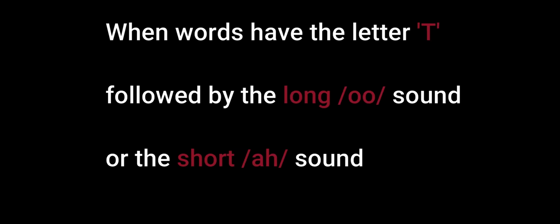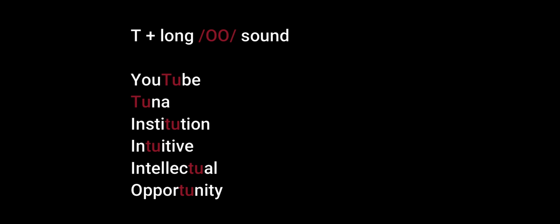When words have the letter T followed by the oo sound or the short schwa sound. Okay, so T followed by oo: YouTube, tuna, the fish, tuna, institution, intuitive, intellectual, and opportunity. When we have the T followed by the schwa sound: unfortunate, picturesque, congratulations.